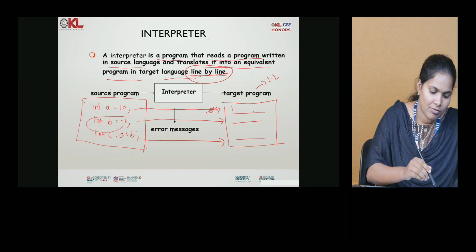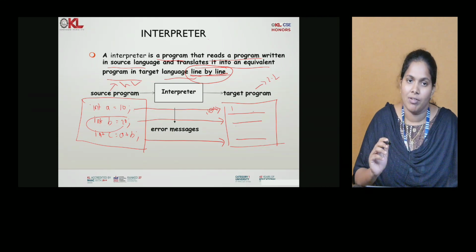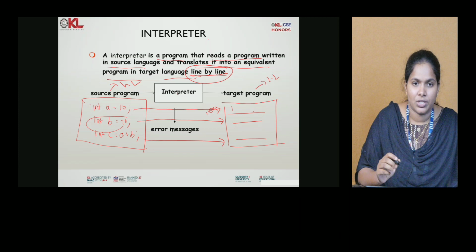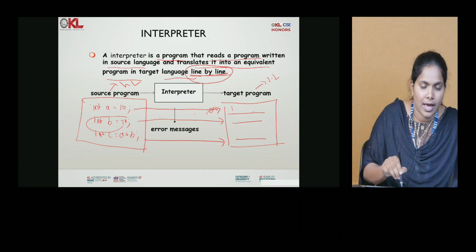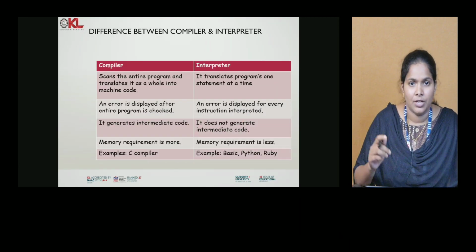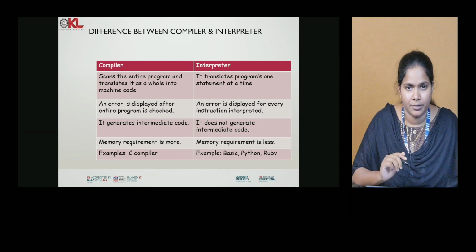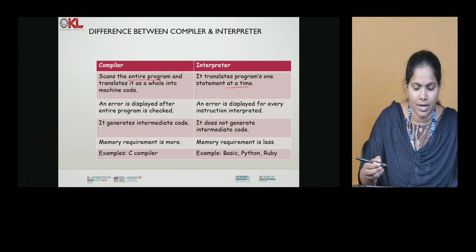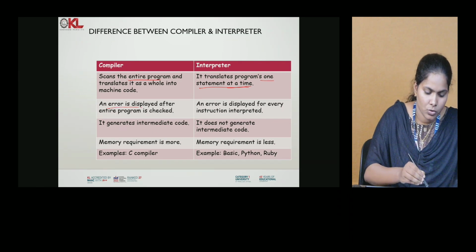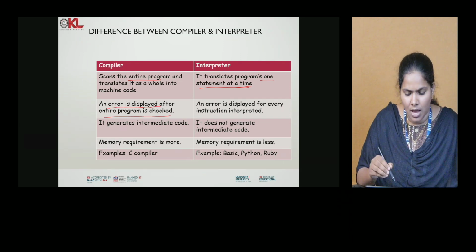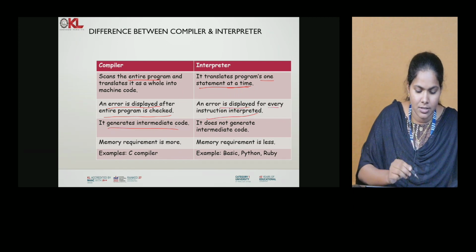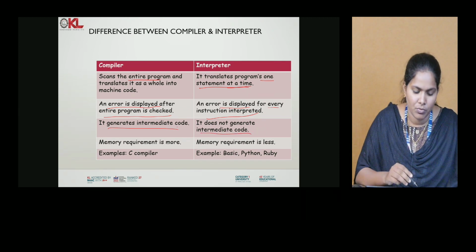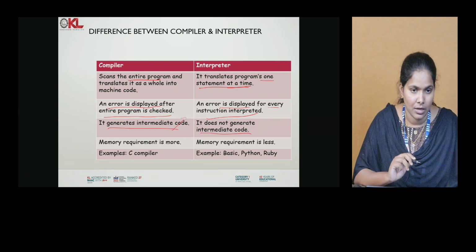Both will translate high level language to low level language, but the compiler will do it in one pass and the interpreter will take it line by line, okay. So these are the differences between the compiler and interpreter. I already told you that the compiler scans the entire program at once and the interpreter scans line by line, one statement at a time. The error is displayed after the entire program is checked in a compiler, and for every instruction interpreted in an interpreter. One generates the intermediate code and the other does not. We will talk about intermediate code later, then you can understand.